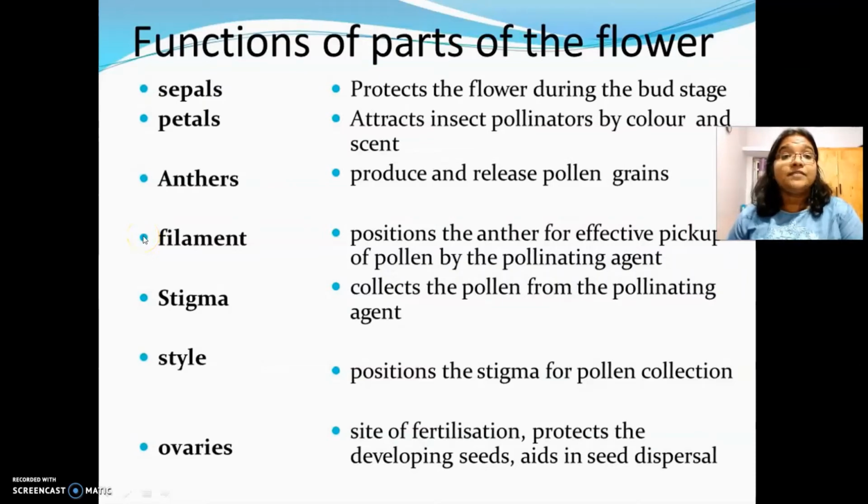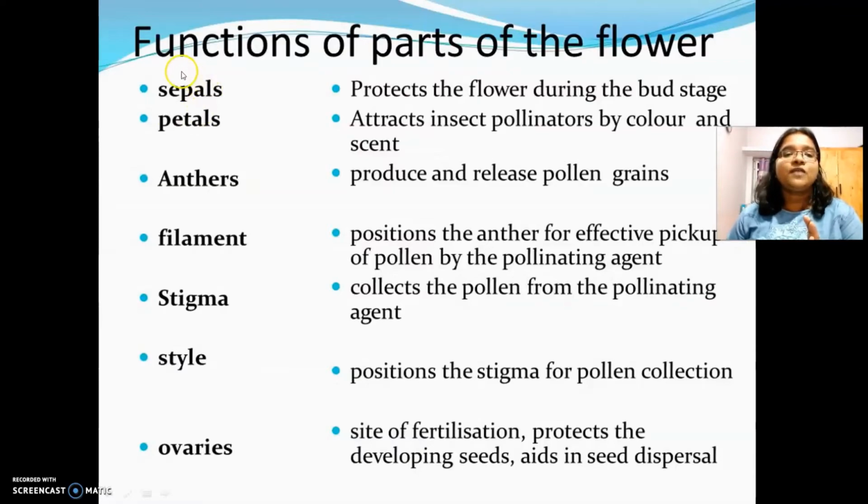I hope now you're clear with all the parts of the flower. Am I right? Yes. Now let's move on to the functions of the flower parts. And you know that in case of a perfect flower, all the four whorls are present.